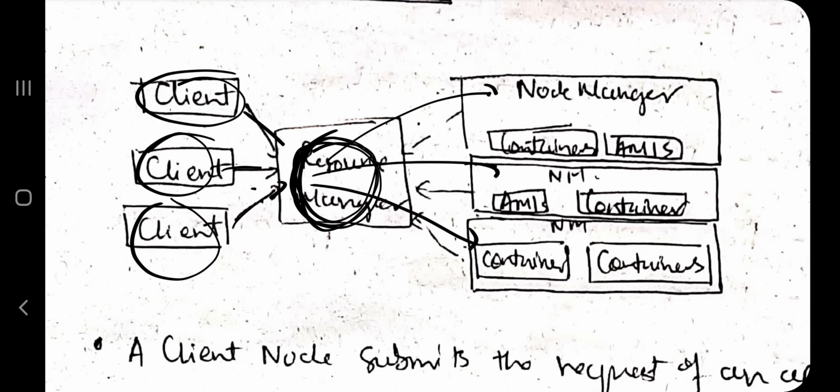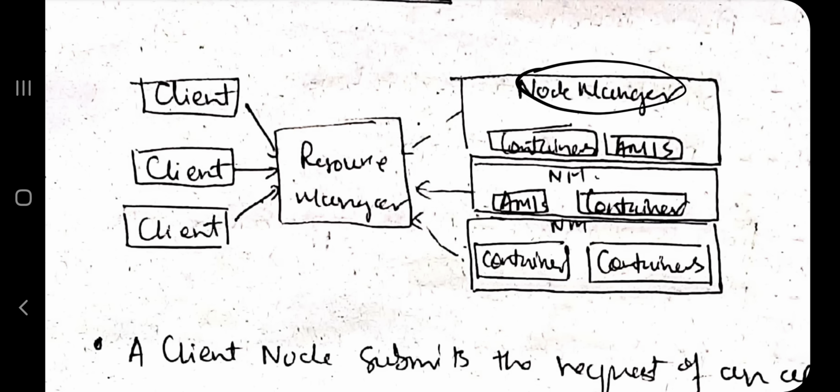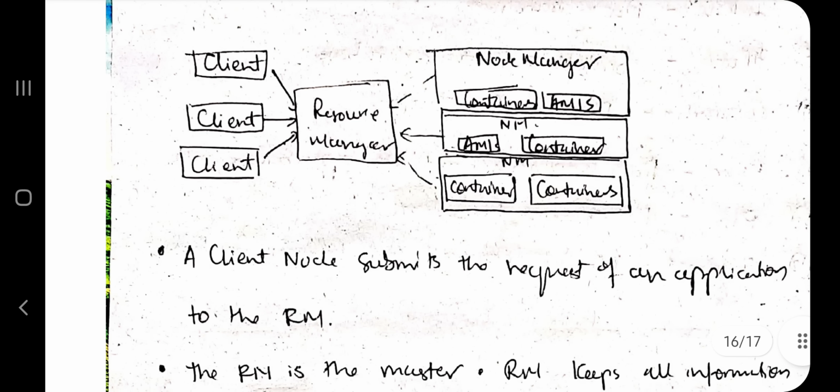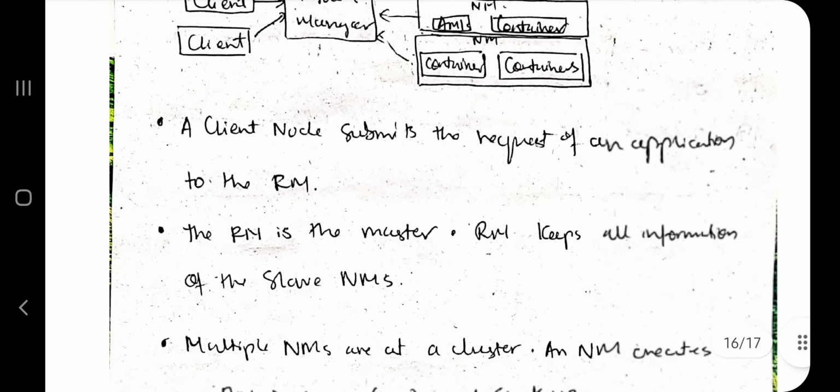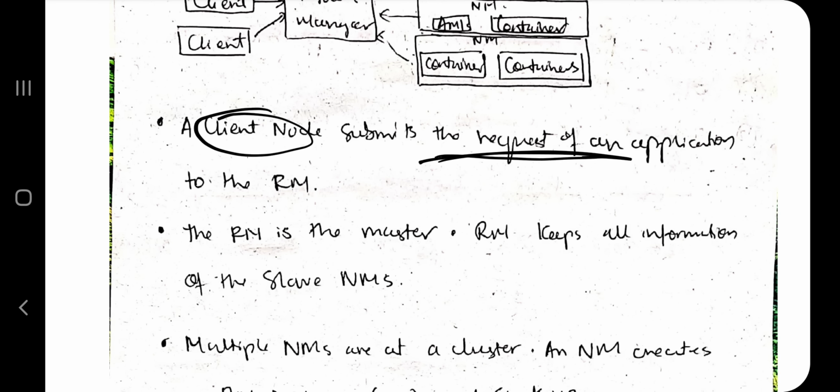In node manager, how many things are there? Two things: containers and AMs. So let's discuss what containers and AMs are. The node manager does these tasks sent to it. It will return back to the resource manager. It will send back the result to the client. A client node submits a request. What does a client node do? It will obviously submit a request to the application of the RM.